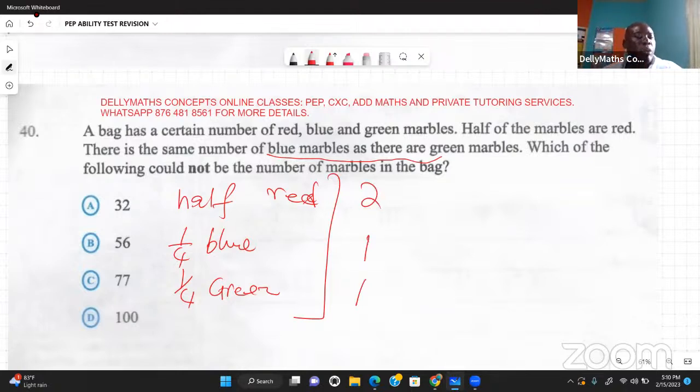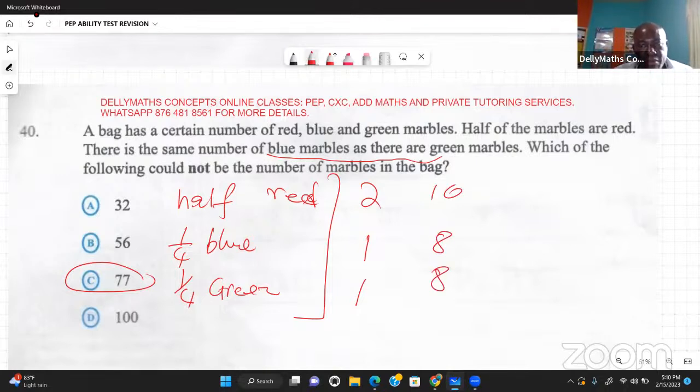So what you're looking for is a number here that can be divided by 4 without a remainder, because with marbles you can't have a remainder of a marble. It has to be whole numbers. So if you look at 77, we're just going to confirm what we have. 32, you could give 16, give 8, give 8. So 32 is fine. You understand?